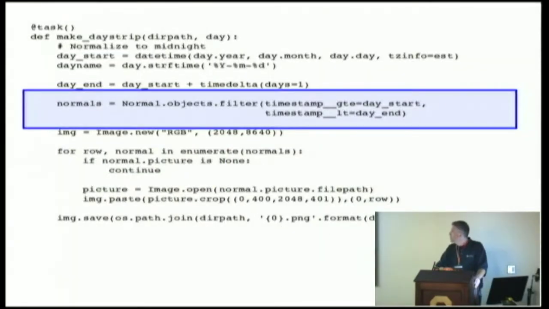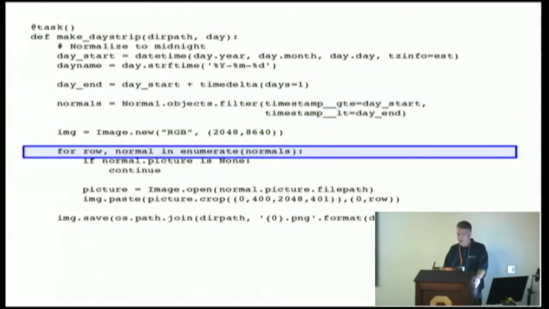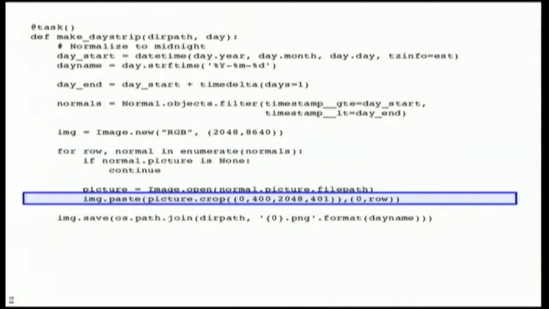Well, we're going to use our Django ORM and get a day's worth of images. And then we're going to iterate through those. We use the enumerate function that's built into Python to get a count of each row. So the first image at midnight's row 1, then row 2, then row 3, all the way to 8,640 images in one day. And then this is where we use Pillow to crop that single row in the image and then paste it to the new image that I'm constructing.